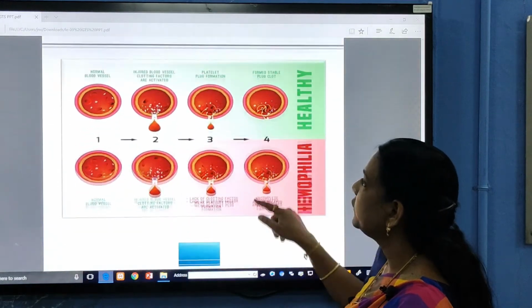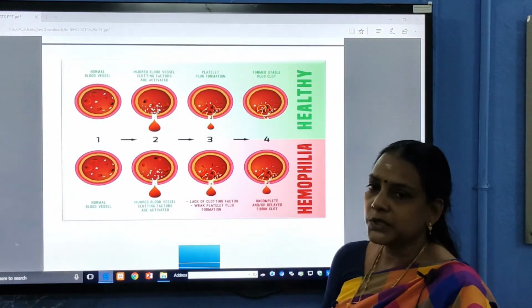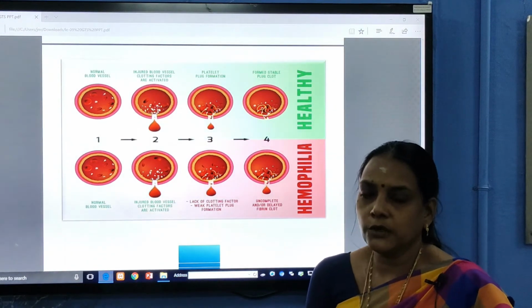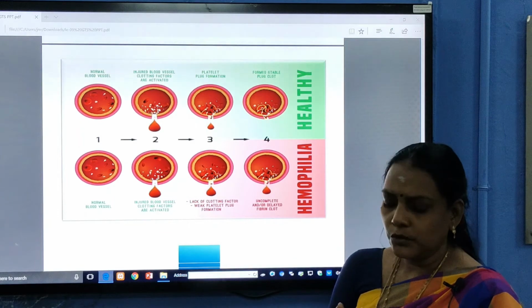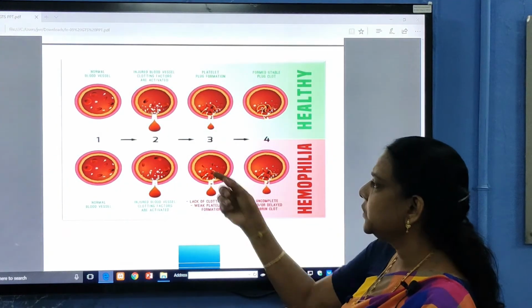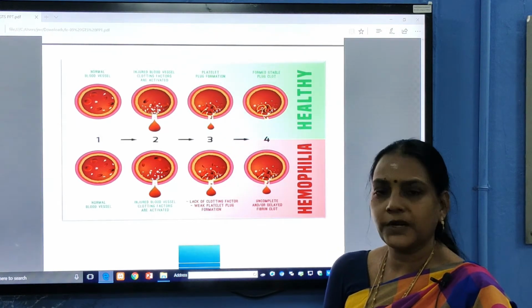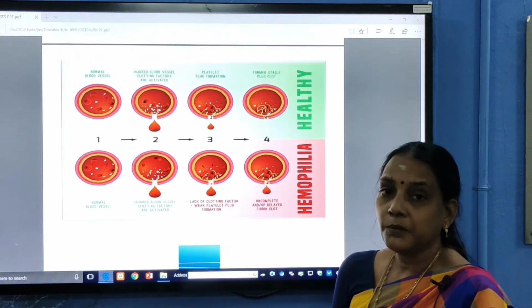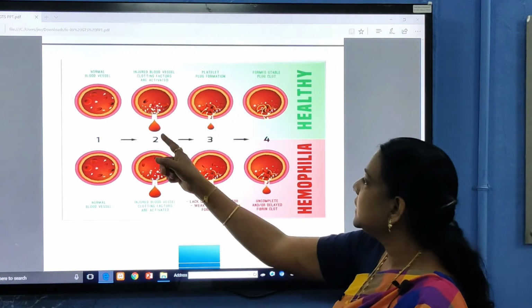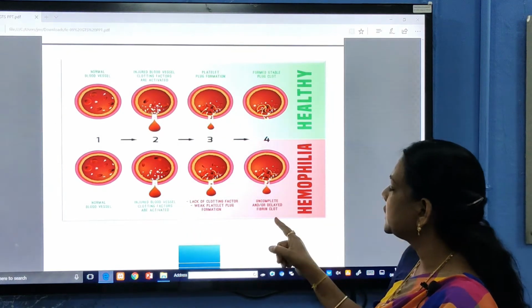Another one is hemophilia. What do you call hemophilia? For a healthy person, when you sharpen a pencil with a blade, you get a small cut. After that you get bleeding. That bleeding will stop within a fraction of a second. For everybody this is a normal condition. But in hemophilic persons, this is not the case. See here, the normal person's condition and the hemophilic person's condition.